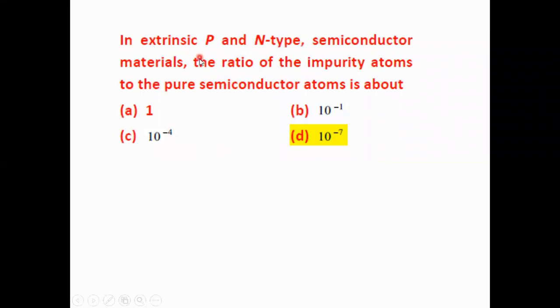In extrinsic P and N-type semiconductor materials, the ratio of the impurity atoms to the pure semiconductor atoms is in the order of 10 power minus 7.